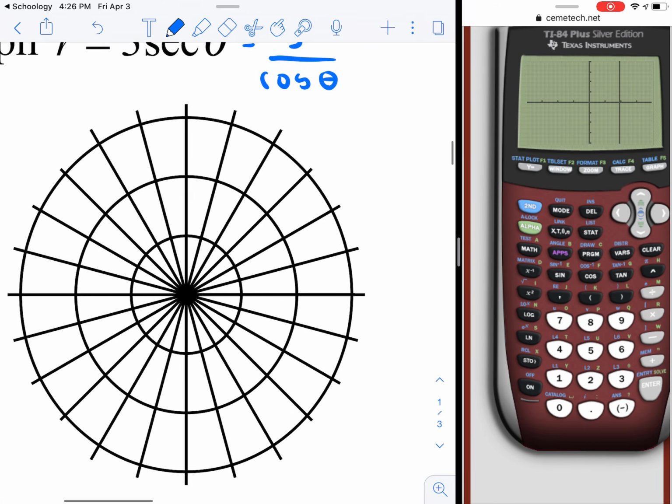Now, if you want to graph this and figure out where to go on this, we could hit trace and you can see that we're 3 units out in X. The problem is it's giving me ordered pairs that are in X's and Y's. And I want R's and thetas. So I can go to second.